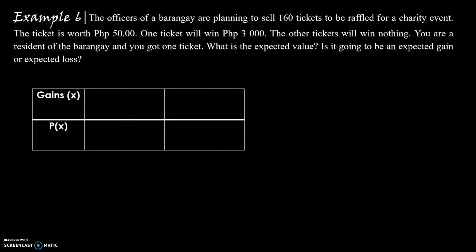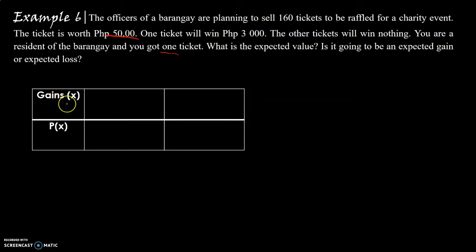Now, what if the ticket is not for free? Let's have the following example. The officers of a barangay are planning to sell 160 tickets still to be raffled for a charity event. Now the ticket is worth 50 pesos. In the previous example, the ticket is for free. But in this, the ticket now is worth 50 pesos. Now one ticket will win 3,000 pesos and the other tickets will win nothing. Now, if you are a resident of the barangay and you got one ticket, what is the expected value? Is it going to be an expected gain or an expected loss?